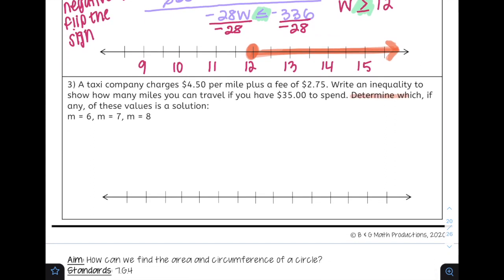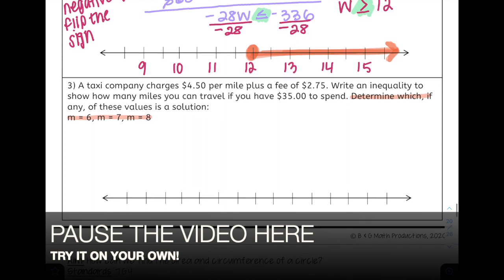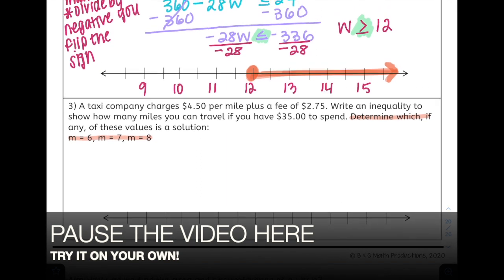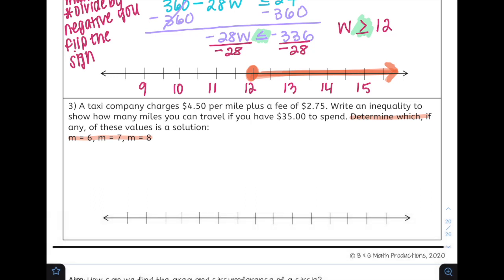you want to determine if m equals 6, 7, and 8 are a solution. So pause the video, try this on your own, and come back and check your answer. Okay, so the first thing we want to do is set up our equation. We're given that the taxi company charges $4.50 per mile plus the $2.75 fee. You want to find out how many miles you can travel if you have $35 to spend. And we have to check to see if 6, 7, and 8 miles would be a possible solution. So we have $4.50 per mile. I'm just going to give it M for miles, plus your $2.75. That has to be less than or equal to $35.